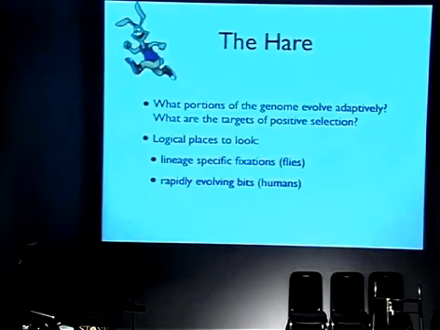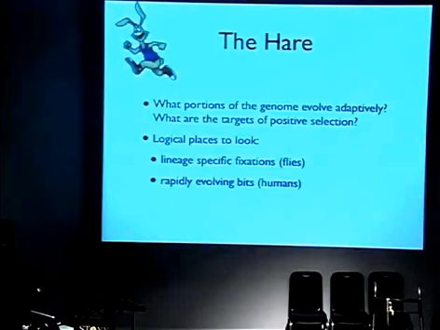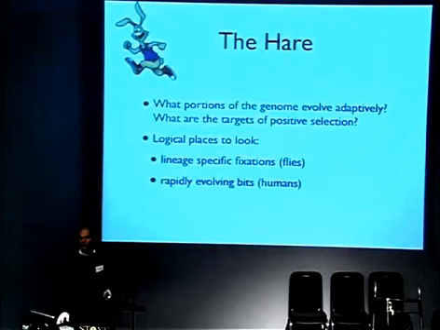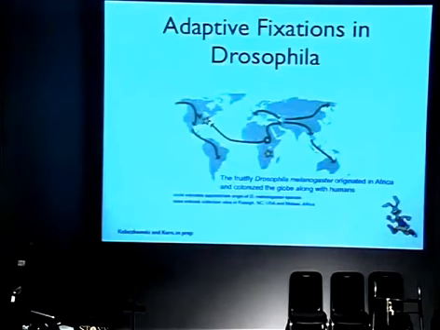Okay, so let's look at the other side of selection. Let's look at the portion of the genome that evolves adaptively. And in particular, I want to ask the question, what are the targets of positive selection in genomes? So what are the logical places to look? Well, the logical places to look might be lineage-specific fixations, like that example I was showing you from FOXP2. And for that, I'll be talking about some hot-off-the-press fly data. And another logical place to look is the rapidly evolving bits of genomes. We know that positive selection hastens the process of fixation. Okay? So rapidly evolving portions of the genome are probably more likely to be under positive selection.